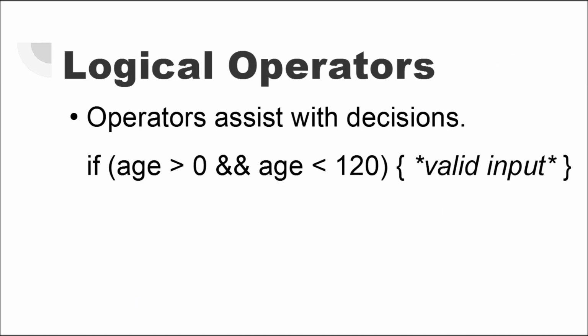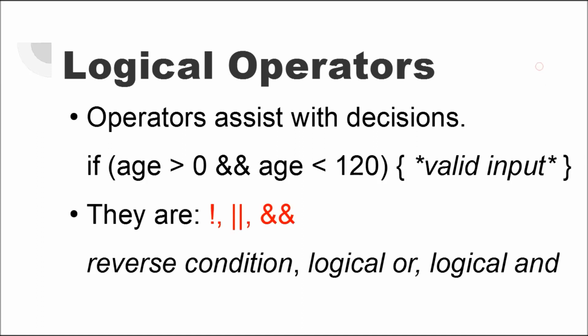Well, let's learn logical operators. These operators assist with decisions. That's why they're called logical, right? Logic decisions, similar things. If age is bigger than 0 and age is smaller than 120, put some valid input. In this case, the and is, guess what it is? A logical operator. They are the exclamation mark, the double line, and the double and.